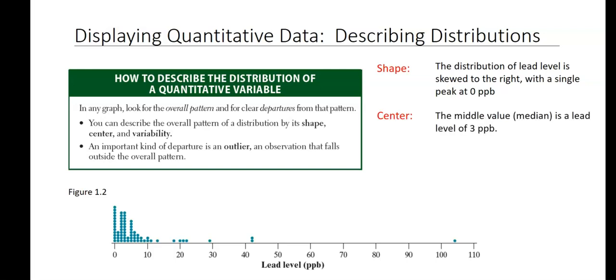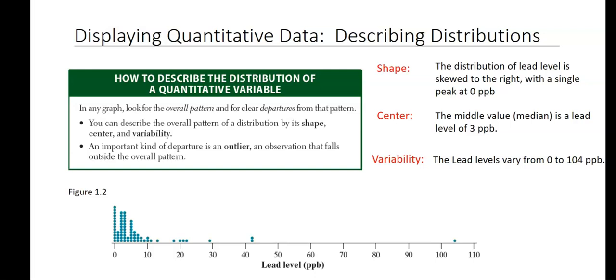The middle value, the median, is somewhere around 3. You would be able to calculate that by counting the number of dots, finding which 1 or 2 dots are in the middle, and then counting to the left and to the right, and find that it actually is at 3. That was not a guess. They actually counted that out and did that.